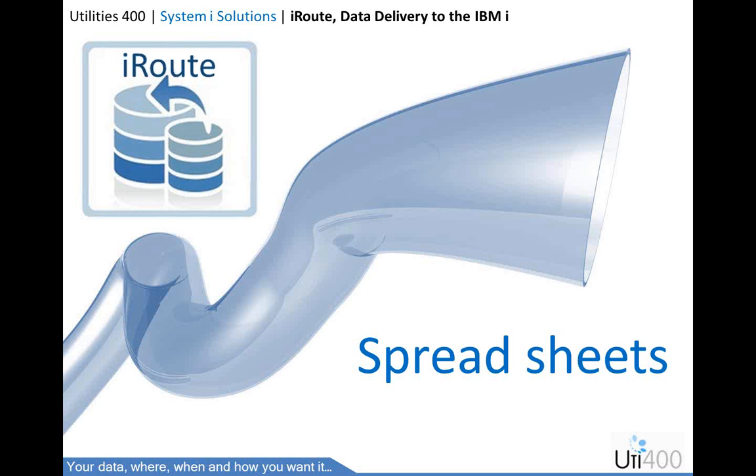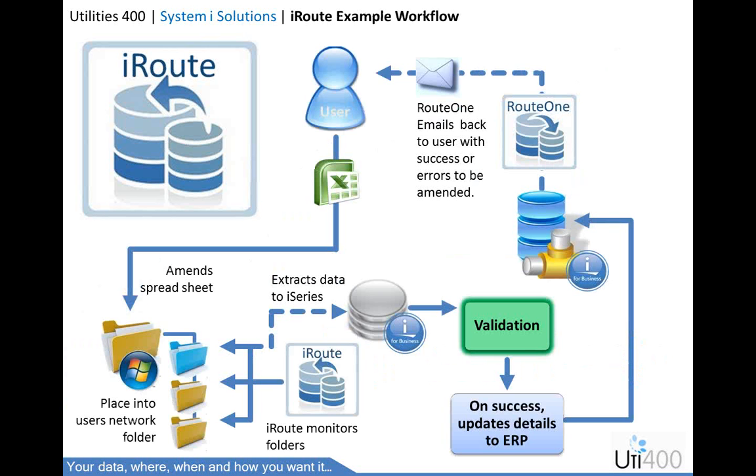through to ASCII. In addition, I'll show you how to receive the spreadsheet through email, and I'll provide you an insight into how easy it is to set iRoute up to monitor network folders and to monitor FTP sites. Firstly, let me explain the principle as applied to a spreadsheet placed into a network folder or FTP directory.